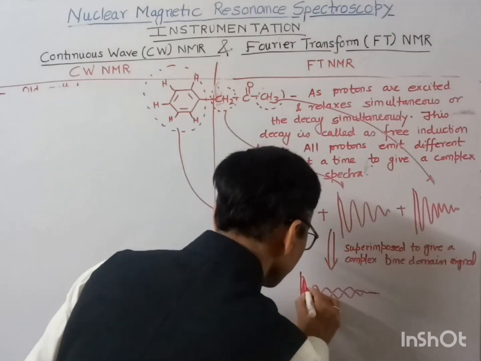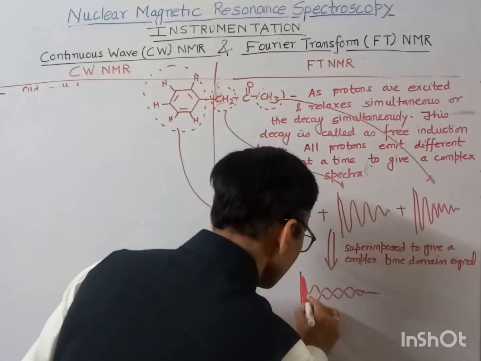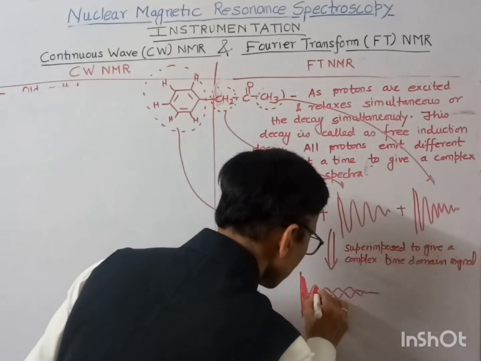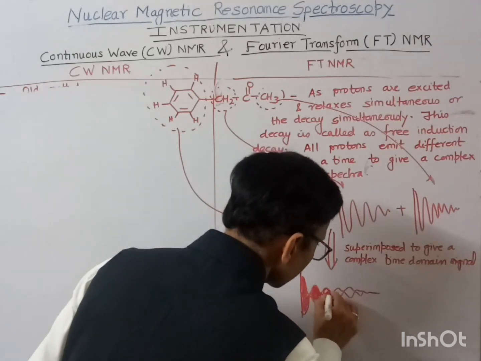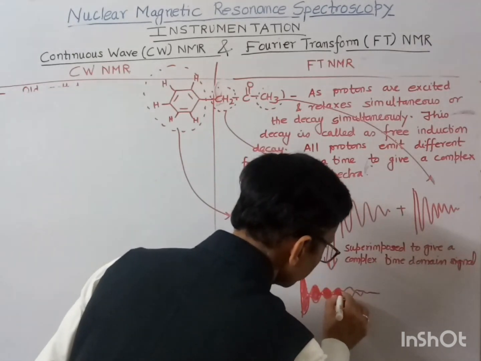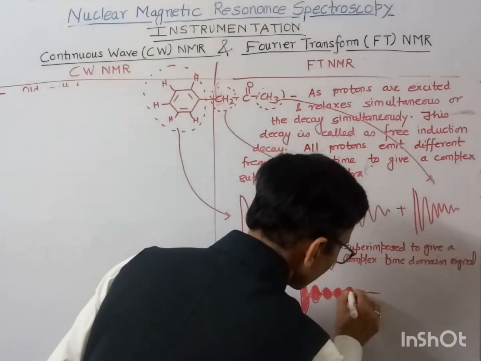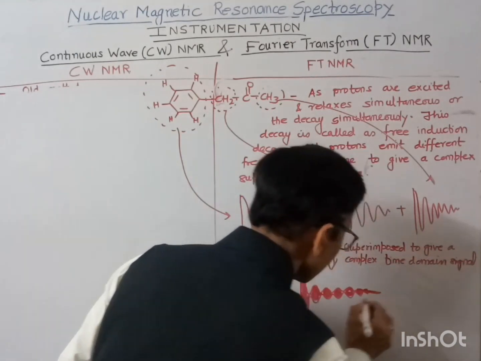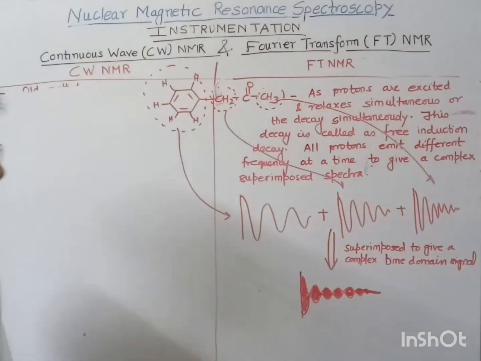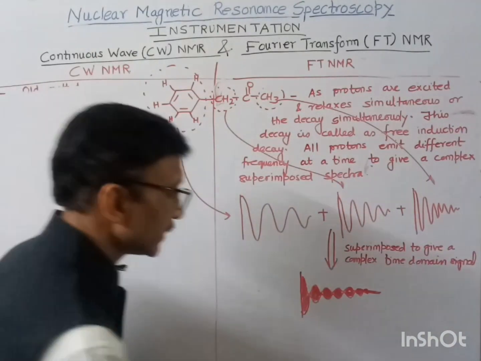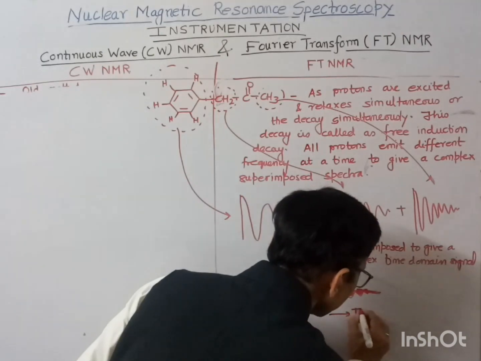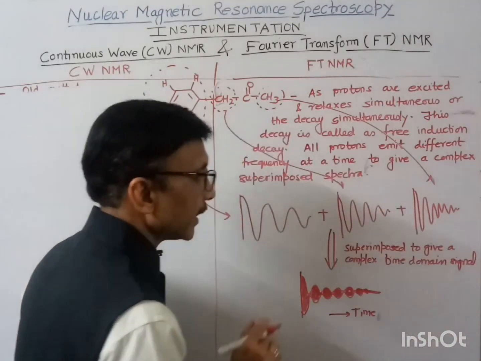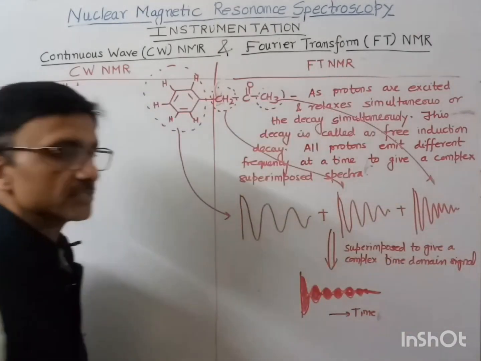So I can represent these three frequencies, superimposed, like this. So this is a complex signal, and this is a time domain signal. This is the time axis, and a complex time domain signal is obtained.